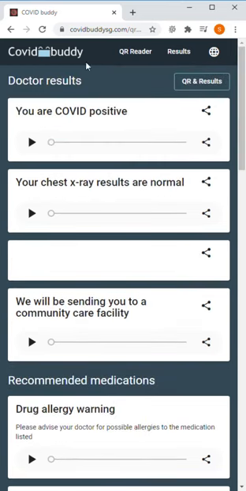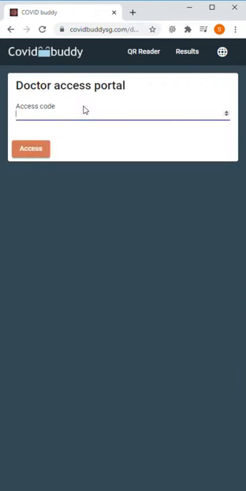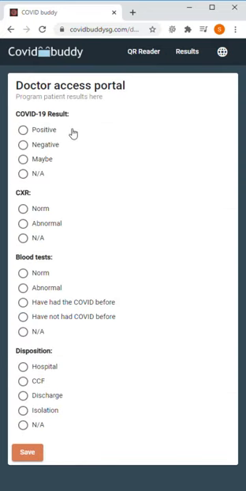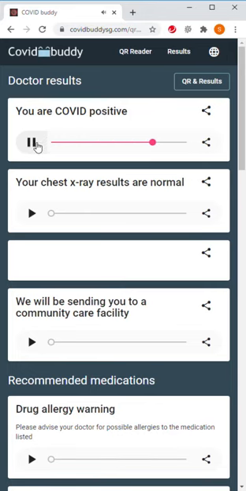But how do we explain results? Go to COVID Buddy. There's a secret tab here that is only accessible by medical professionals. Down there, we can create a list of results. So if you're positive, you have a normal chest x-ray, didn't take any bloods, and we are now going to be sending them to a community isolation facility. This is updated. You are currently coronavirus positive.